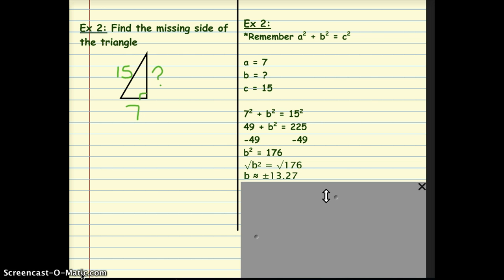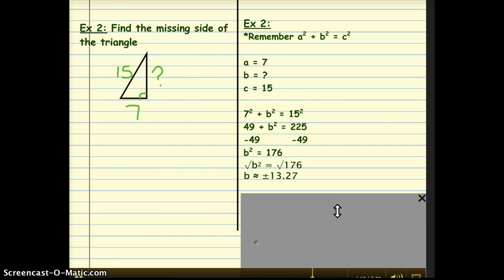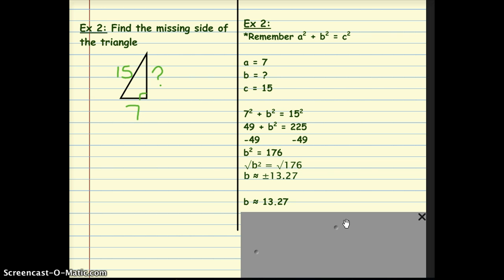When we do that, we get b, and this one is not a whole number. So we're going to use this curvy equal sign, which means about. So b is going to be about 13.27. And if we don't have whole numbers, let's round to the nearest hundredth spot. So b is going to be about positive or negative 13.27. And since we can't have a negative side length, b is going to be positive 13.27.